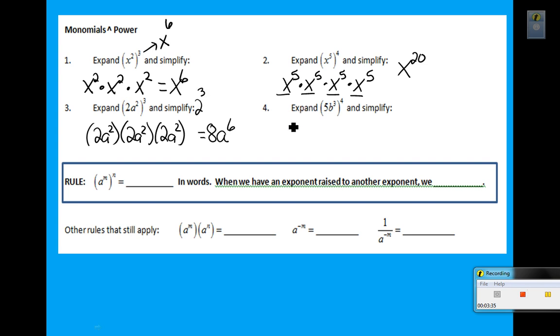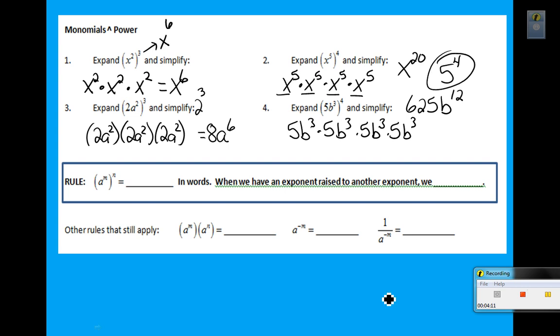Here's one last one, and then we're going to talk shortcut. I'm going to take 5b to the 3rd times 5b to the 3rd times 5b to the 3rd times 5b to the 3rd. Well, I got 5 times 5 times 5 times 5. That part gives me 625. b to the 3, 6, 9, 12. So there's my answer. Hey, the shortcut, 3 times 4 is 12, gets me to the exponent. And then I got to grab my calculator or my brain, and I got to do that 5 to the 4th in my calculator.